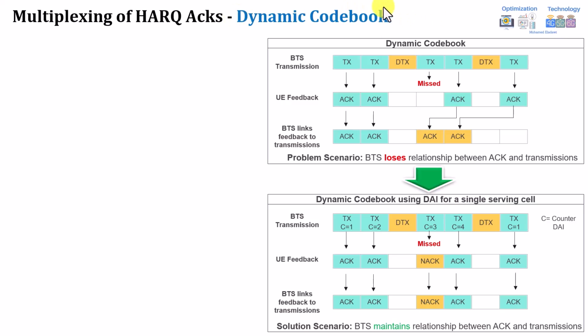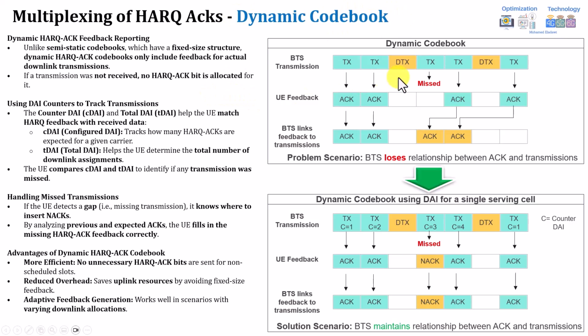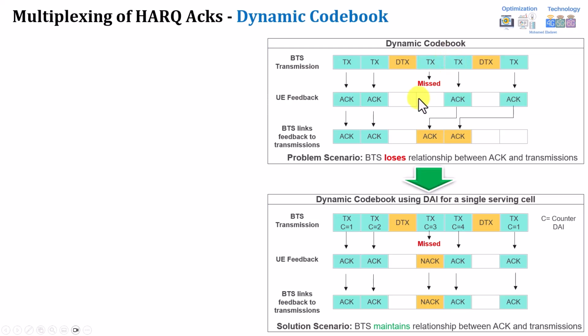Again, for the dynamic codebook, if you look at the figure at the top here, this was the problematic figure which I showed in the previous slide. For example, if here the gNB sends TX and DTX, and because this one is dynamic, you know that it should send nothing here, but the next transmission was missed, not received, so the user also will not send anything here. The next one was acknowledged, so the user responded, and the gNB will think that this acknowledgement is for this slot, not for this slot. This is where the conflicts come from.